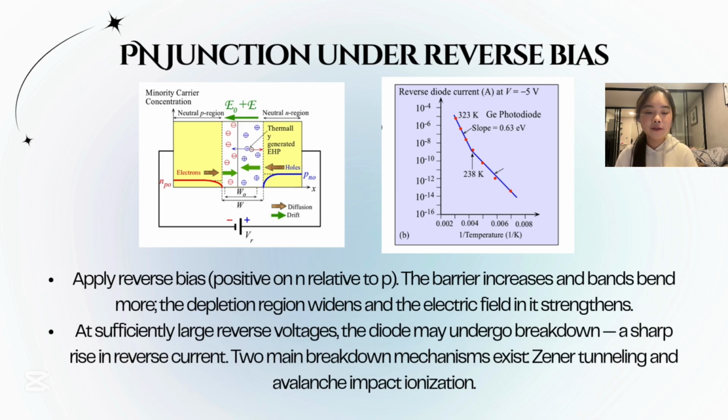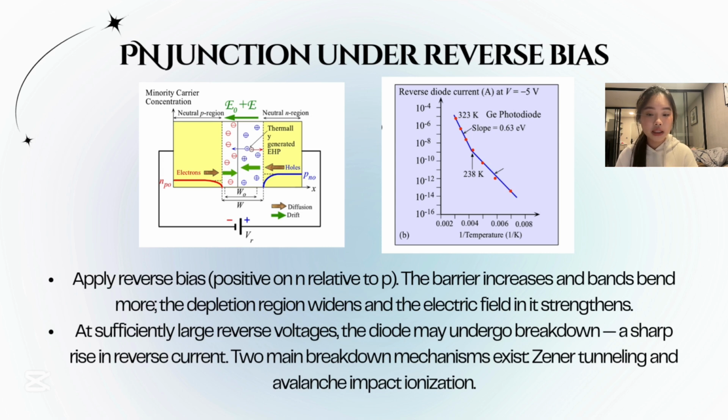Next, the p-n junction under reverse bias. Apply reverse bias, positive on N relative to P. The barrier increases and the bands bend more. The depletion region widens and the electric field in it strengthens. Mobile carrier injection is suppressed and only a small reverse saturation current (IS) flows, due to thermally generated minority carriers.